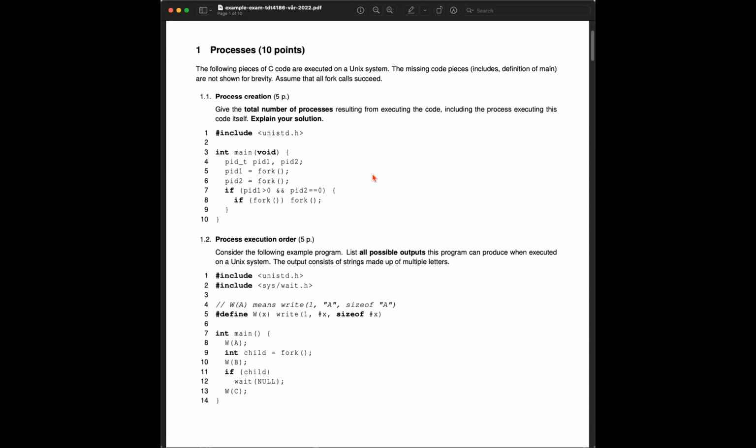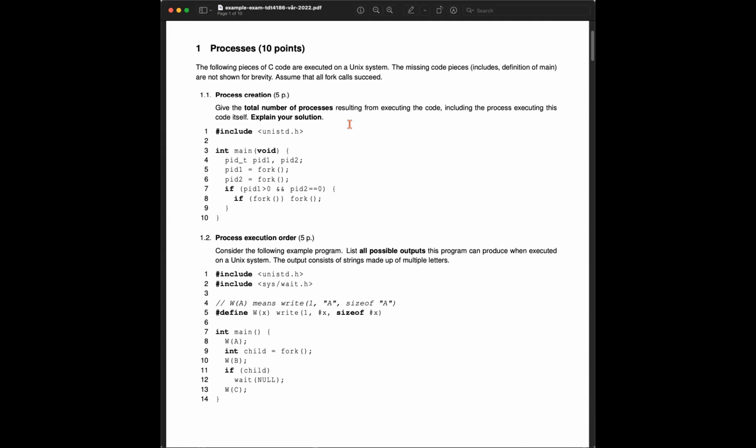So we start off with a question about processes. Here, as I said, you're not expected to know all the details about C code, but of course you're expected to know about C programming. So we have pieces of C code, you should be able to read them, to understand them, and to answer questions about them.